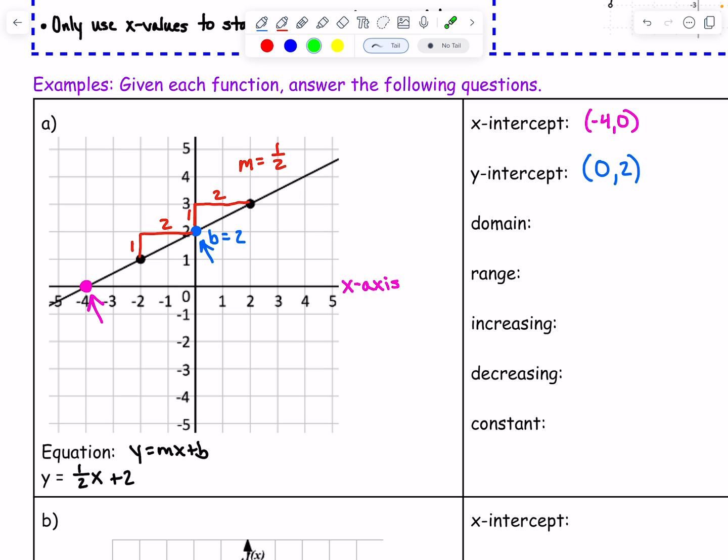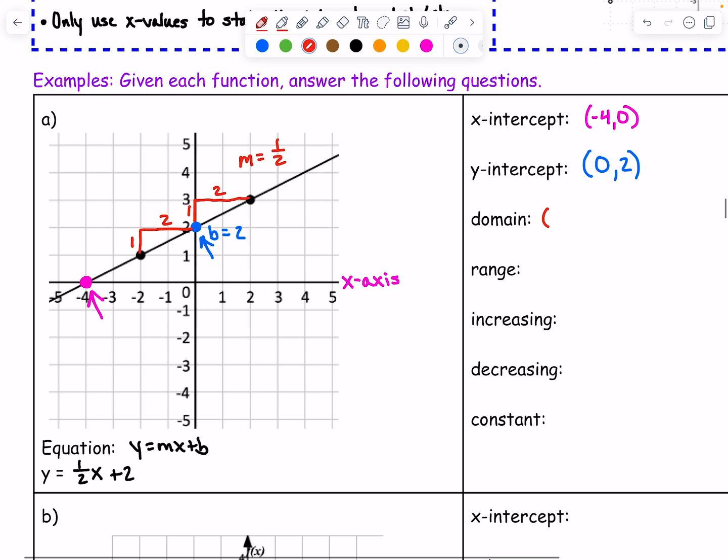Then domain, let's review domain. I can tell this graph goes off the page. And when that happens, you can assume that it keeps going forever. So let's write the domain is going to go forever to the left, which is -infinity, because that's what's happening over there on the left. And then it's also going to continue to go forever to the right, which is +infinity. And remember, that's the same thing as all real numbers.